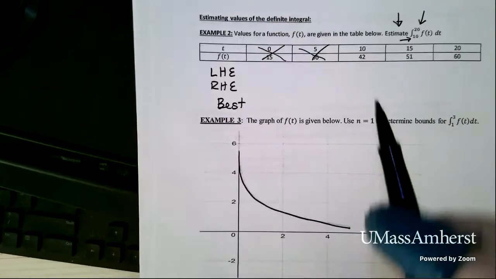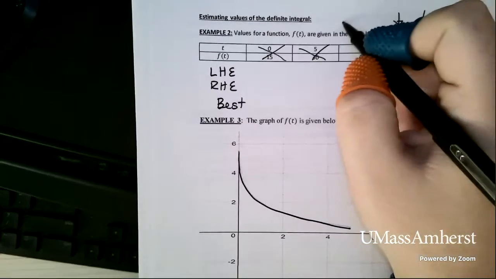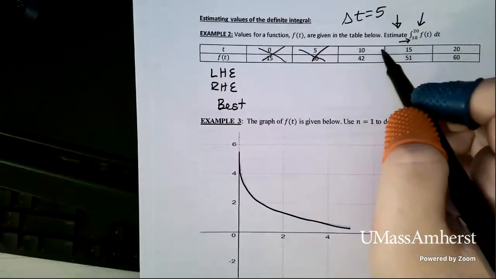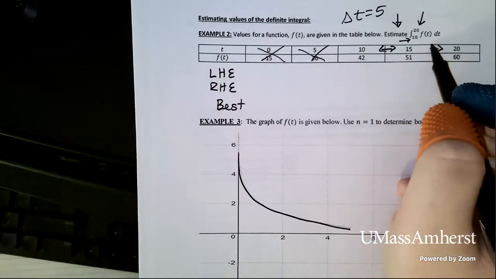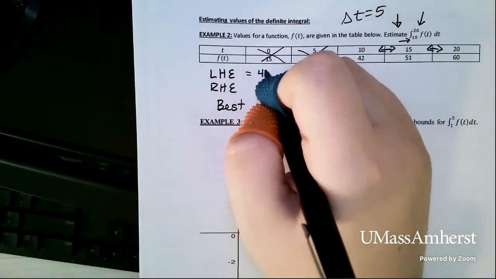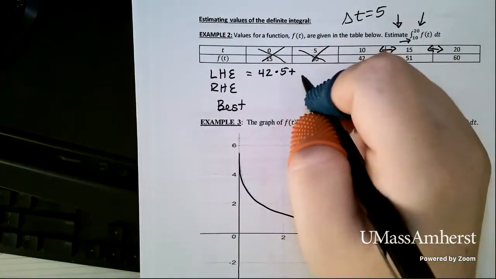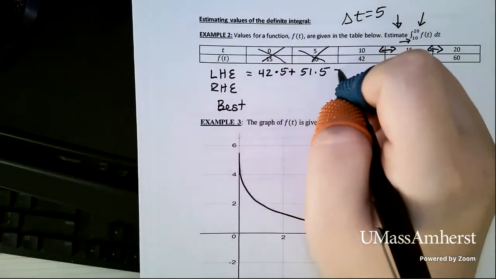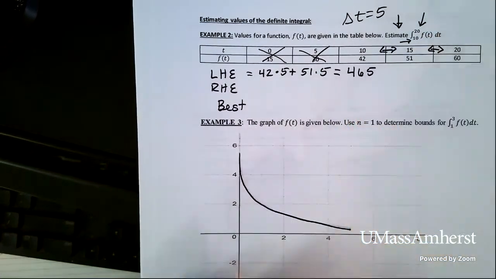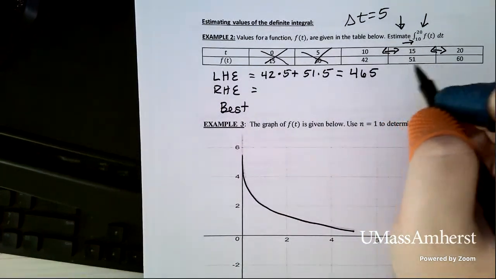So if we were to do a left-hand estimate, remember for each time interval, we're going to fix that time interval by delta t here equals 5, because we're counting by 5s. And for each time interval, I'm going to pick the rate on the left for a left-hand estimate. So here from the first time interval, I'm going to pick 42. So 42 times 5 plus, now from my second interval, I pick the one on the left, which is 51 times 5. Okay, so I'm going to add those up, and I'm going to get 465.